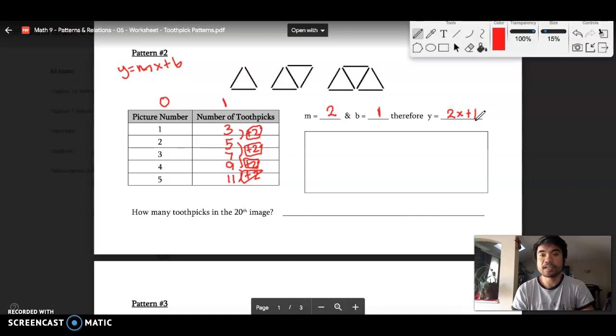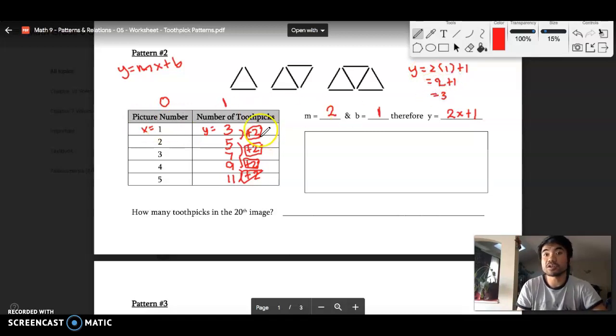That's my equation. Now, how do I know if my equation is correct? Well, you can use substitution, right? For example, we know this is y equals 2x plus 1. What if I say for the first picture, y equals 2 times 1 plus 1. So when x equals 1, is my y 3? Let's see. 2 times 1 is 2. 2 plus 1 is 3. Very good. We are correct.